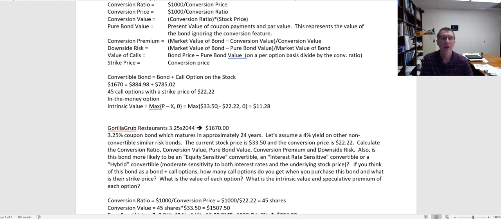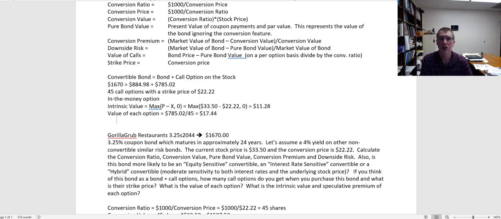So the intrinsic value of each of the 45 call options is $11.28. The value of each option, remember there are 45 options, the total value of all 45 options is $785.02. So the value of each option is $17.44, which is why we don't want to exercise early.